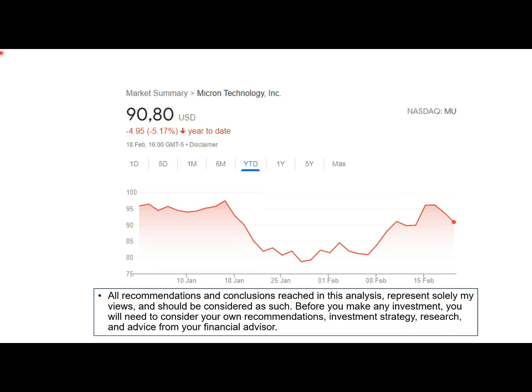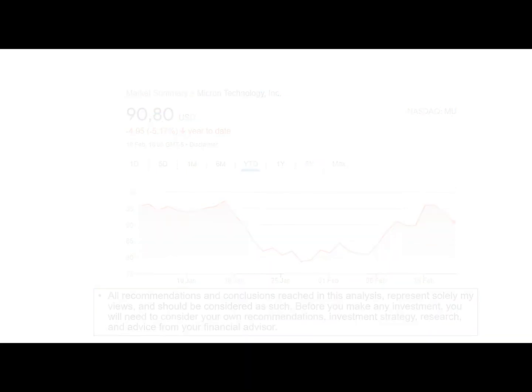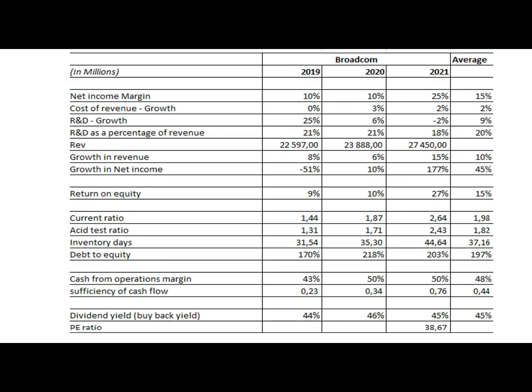Okay, so now looking at what is next. Broadcom is next. Broadcom designs, develops, and supplies a broad range of semiconductor and infrastructure software solutions.